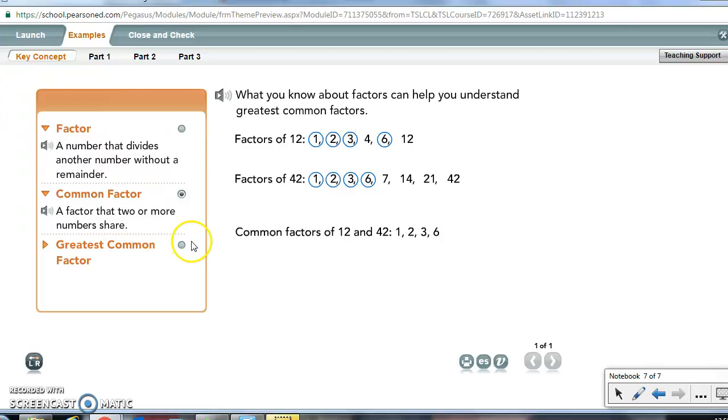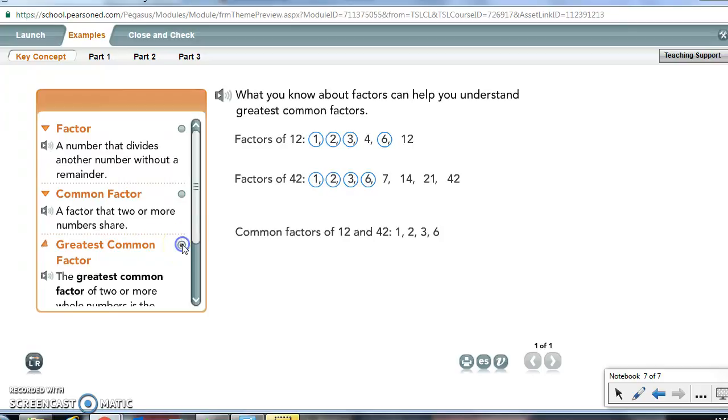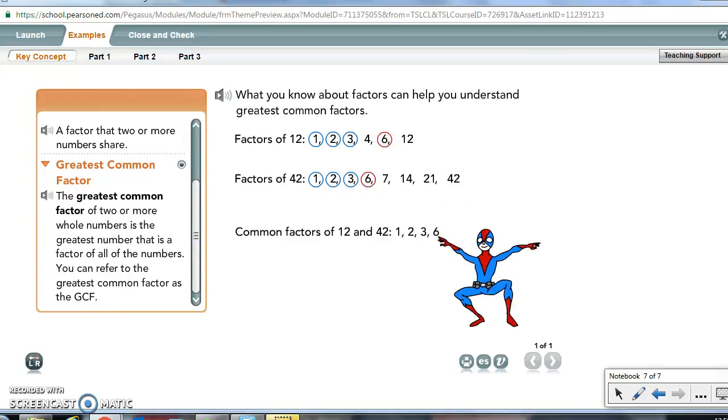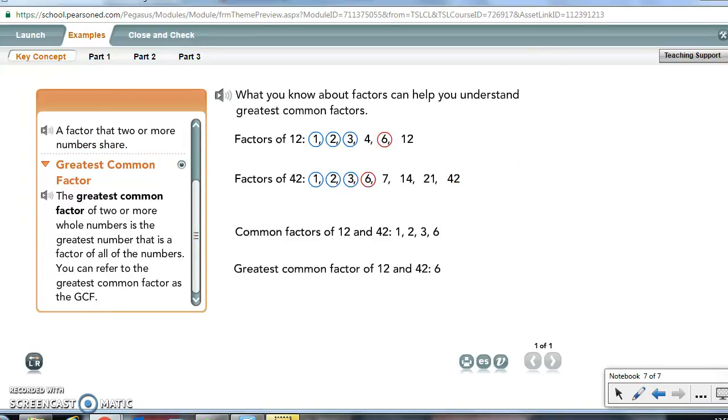So now today what we're going to be doing is talking about how to find the greatest common factor. The greatest common factor of 12 and 42 is 6. The greatest common factor of two or more whole numbers is the greatest number that is a factor of all of the numbers. You can refer to the greatest common factor as the GCF. On to part 1.